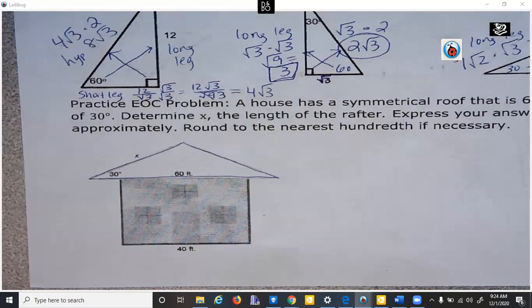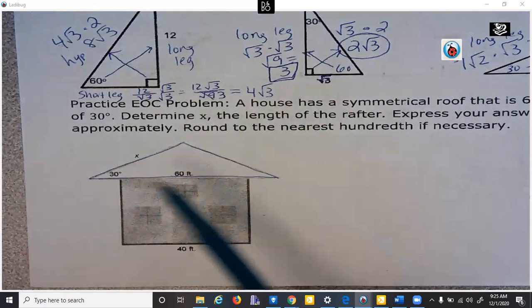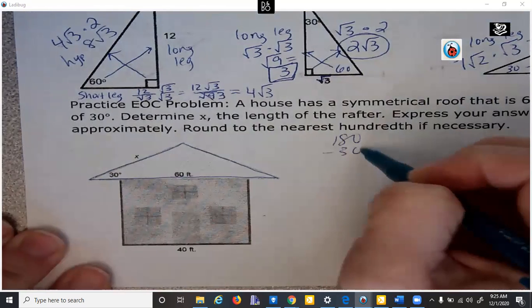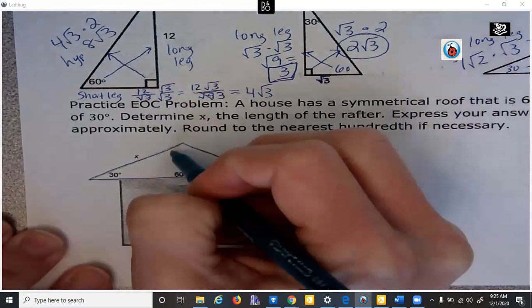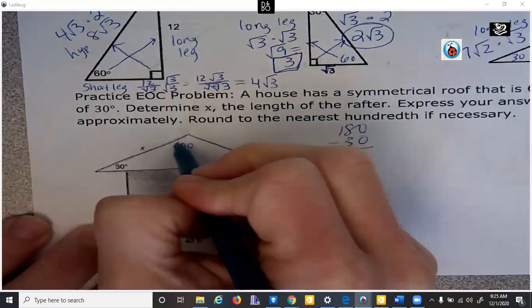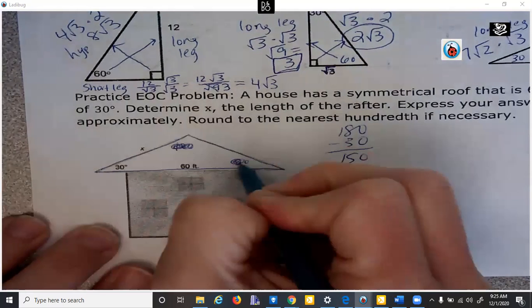Anybody know what I can do to help myself out on this problem? See that one side is 30, so it must be a 30, 60, 90 triangle. Nope, because we know they add up to 180, right? So 180 minus 30 is 150. This could be 100 and this could be 50. We don't know that it's a 30, 60, 90. We're going to have to do something to this problem. Can you split it? Who said to split it? Larry? Good job, Larry. Good thinking, okay?